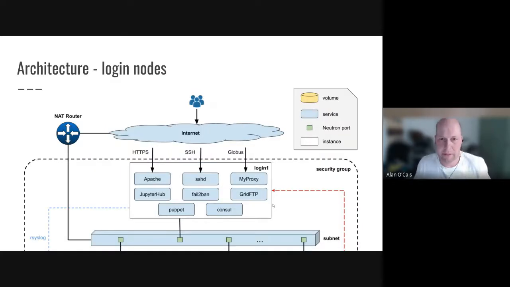So let's look a little bit in detail about the different types of nodes. We've got the login nodes, and we have different services running on here. So we have Apache running, which is giving us access to JupyterHub. And we have SSH running, that's also running Fail2ban.